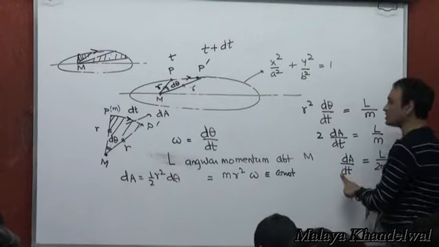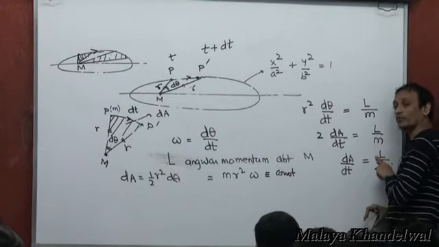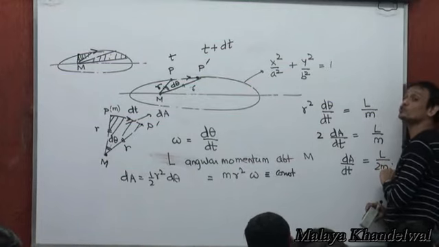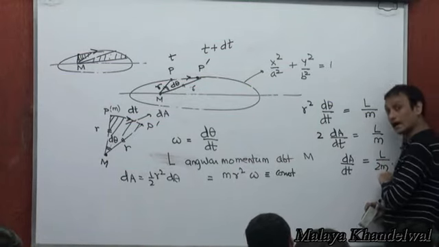And the rate of description of the area is going to be the constant angular momentum that it has at any point, divided by twice the mass of the particle. Clear?